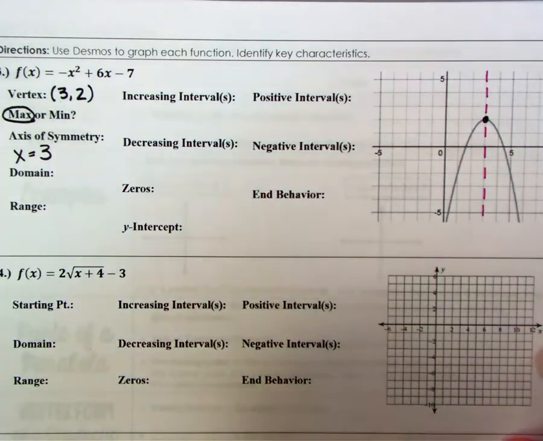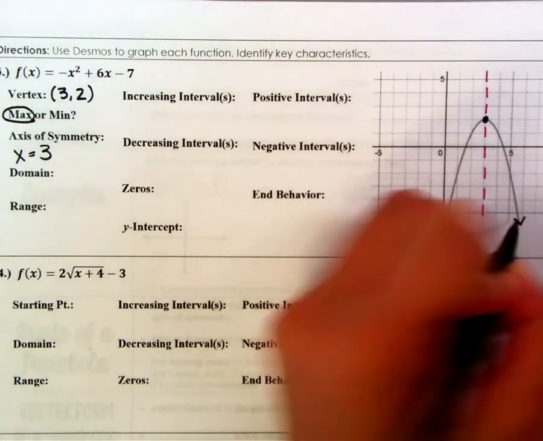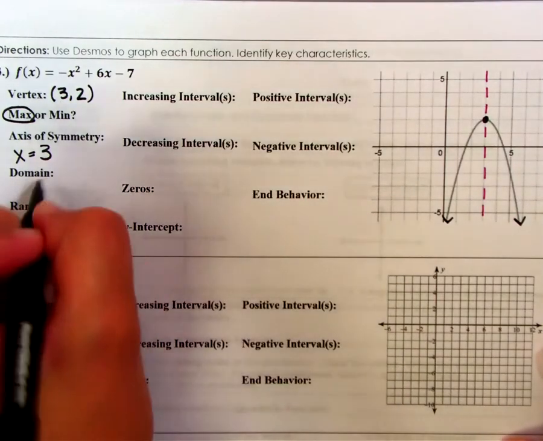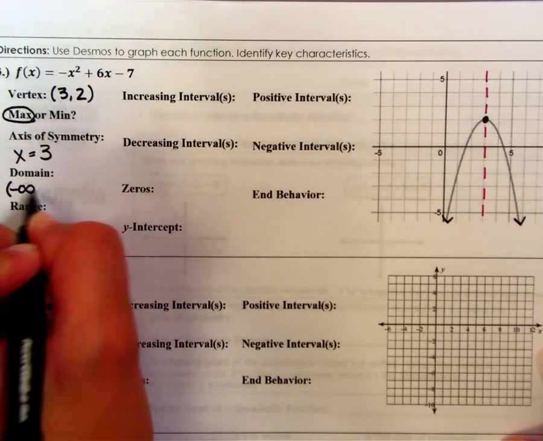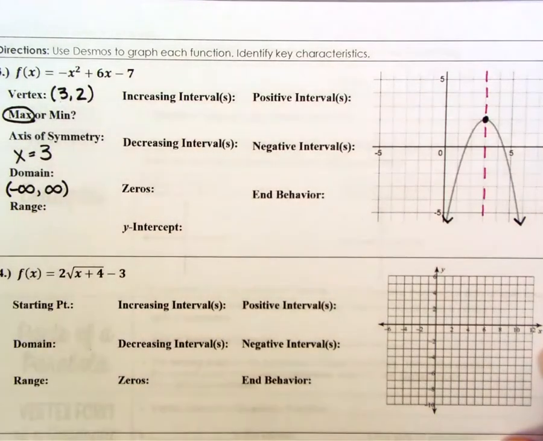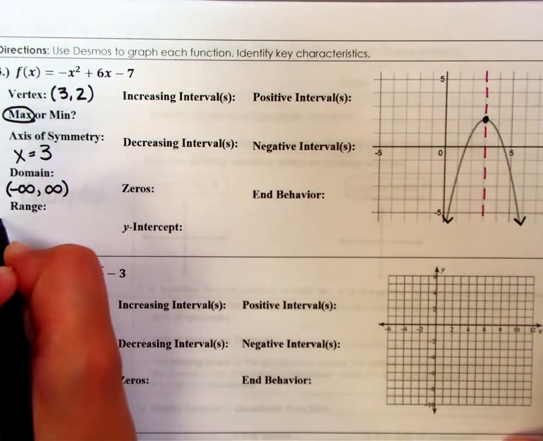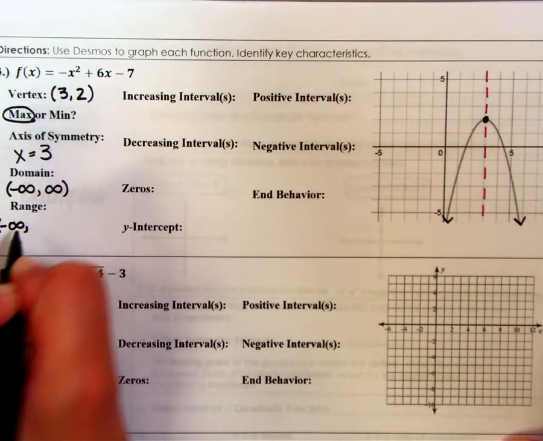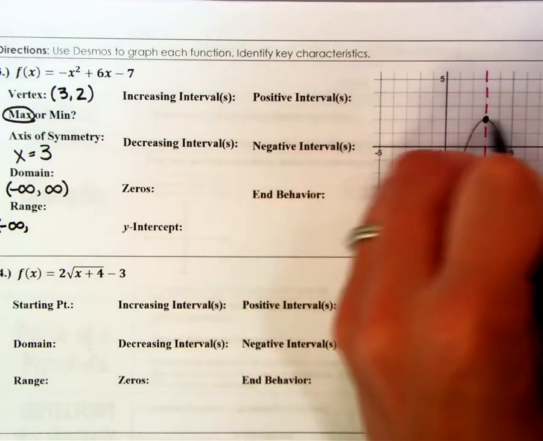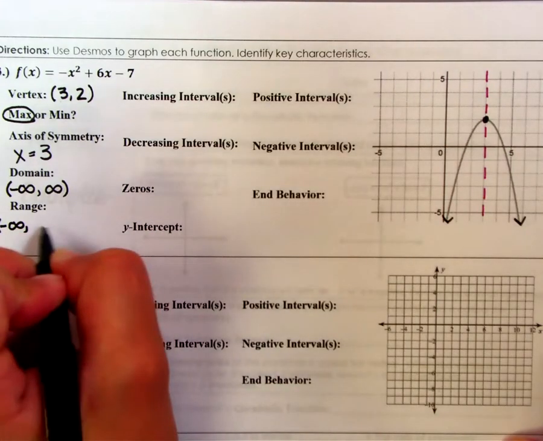My domain, if we assume that this graph continues on forever, since I've got arrows on the left and the right, we'd have a domain of -infinity to +infinity. My range is bottom to top. The bottom of my function goes down in the negative direction forever, but it stops at that y value at the vertex, so it stops at +2.